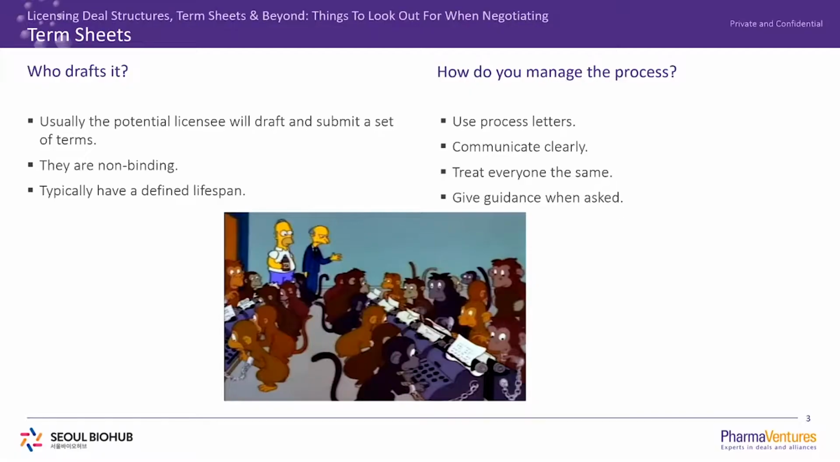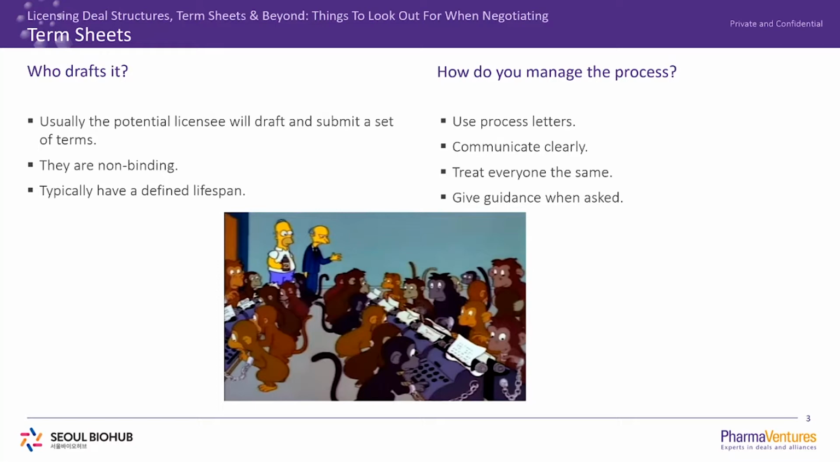So who drafts it? The first question. Usually it's the other side. If you're the seller, the potential licensee will draft and submit a set of terms. And remember, these are non-binding terms. So they're just their indicative offer, what they think based on what they know, they are prepared to do in a deal in a sense of the terms.